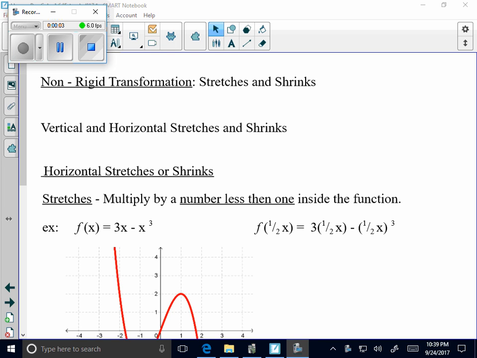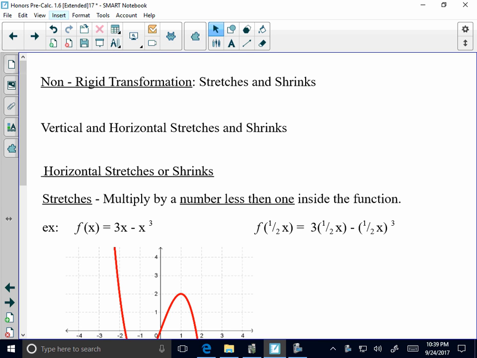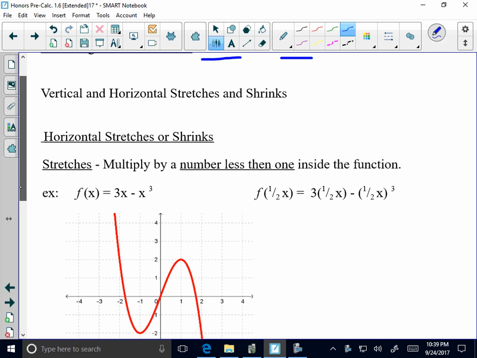Alright guys, so in this video we're going to look at non-rigid transformations. With non-rigid transformations, really what we're going to see are stretches and shrinks, both horizontally and vertically, from the graph of our function, right? First we're going to look at horizontal stretches and shrinks. And this is sort of the more complicated of the two scenarios.